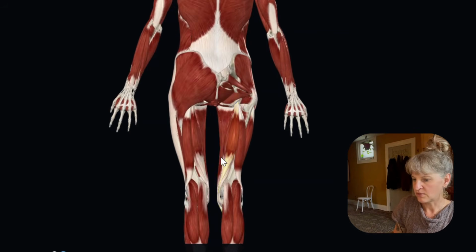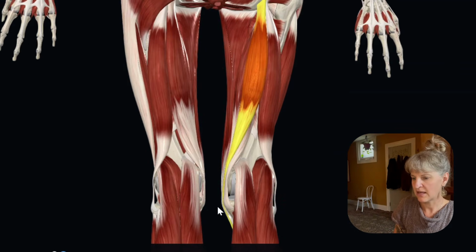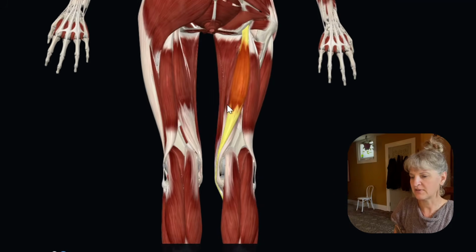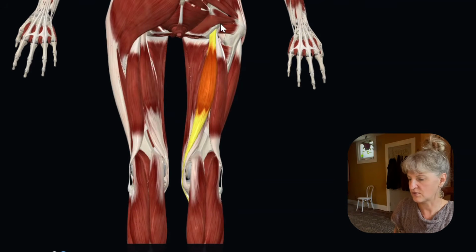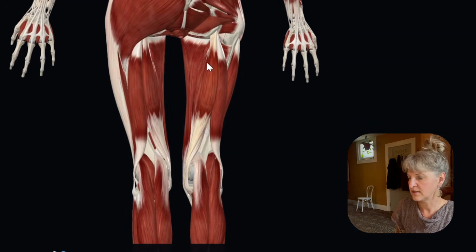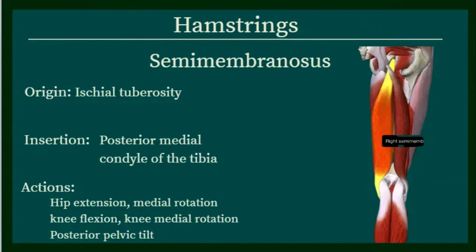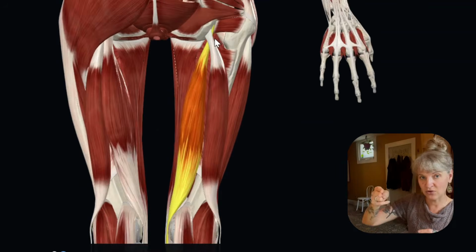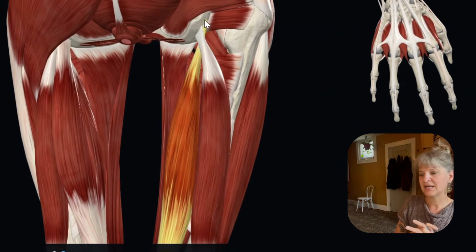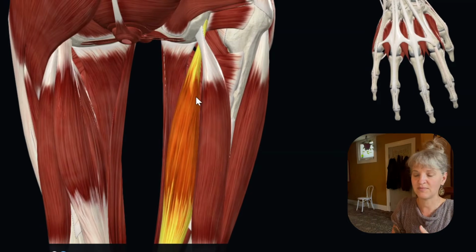Okay, and of course, posterior hip extension and posterior pelvic tilt, because it's attached to the ischial tuberosity. And it does help with medial rotation of that hip as well. Same thing with semimembranosus. It has all the same actions as semitendinosus, except for that corkscrew knee thing, because it is not attached to the pes anserinus.